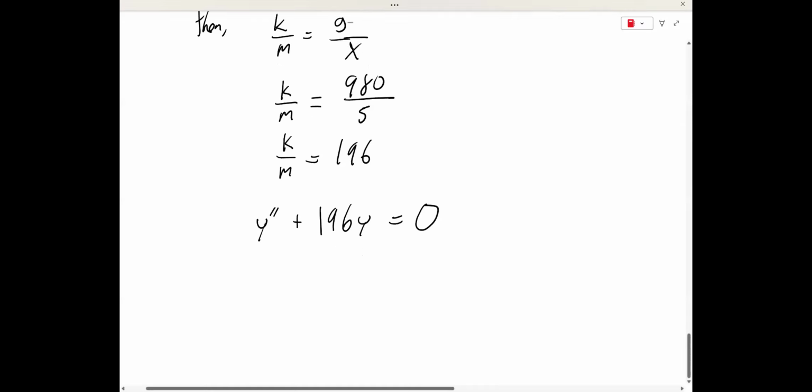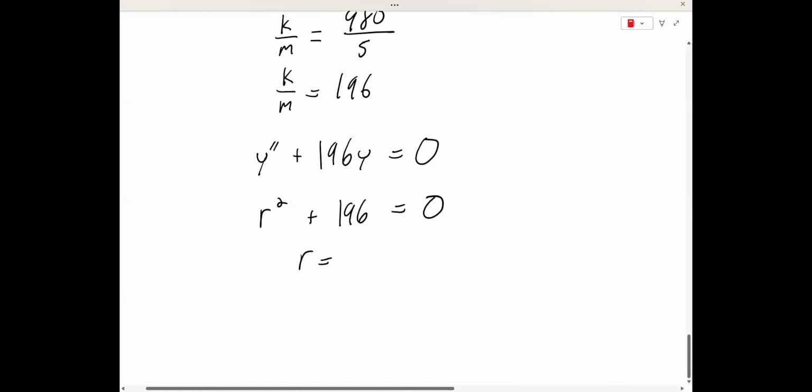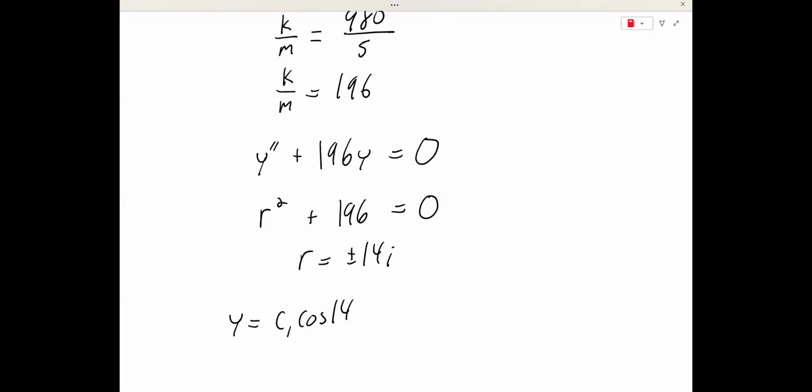Okay, so then what? That means the characteristic equation is r squared plus 196 equals 0. That's the characteristic equation. So you do this, you get r equals plus or minus 14i, since the square root of 196 is 14. Otherwise you use the quadratic formula and go through it. So y equals c1 cosine of 14t plus c2 sine of 14t, like that.